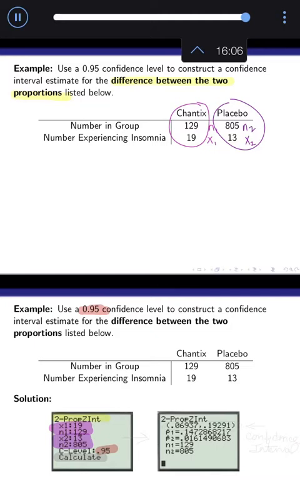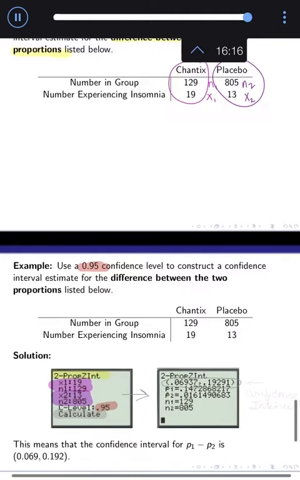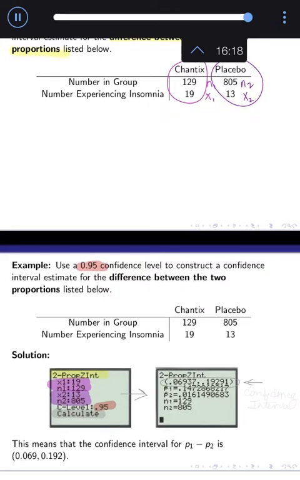After you press calculate, you would get out the solution. 0.069 to 0.192, or actually it's 0.193. That's your confidence interval. And you are done.